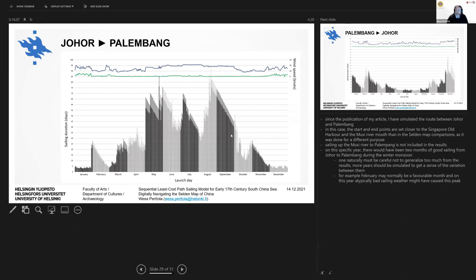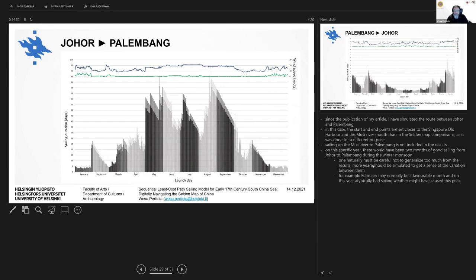Since the publication of my article, I have simulated the route between Johor and Palembang. In this case, the start and end points are set closer to the Singapore Old Harbor and the Musi River mouth than in the Selden map comparisons, as it was done for a different purpose. Sailing up the Musi River to Palembang is not included in the results.